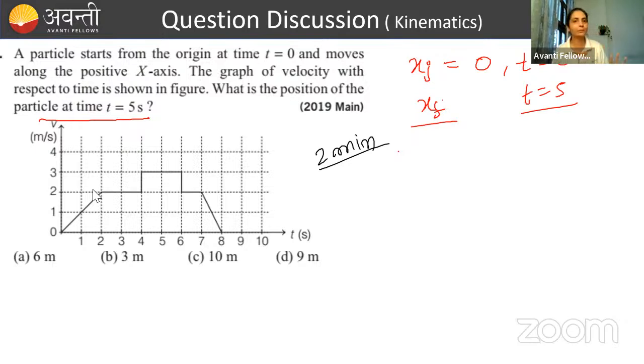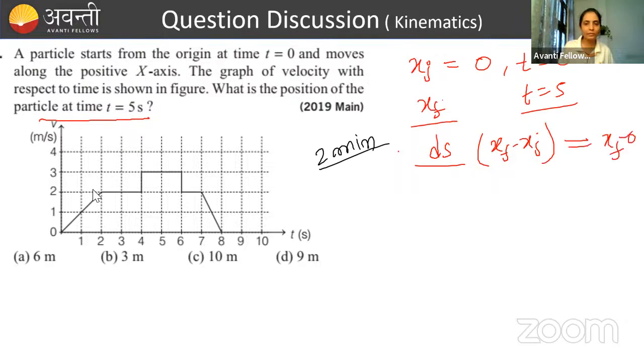So if we know the displacement, what is change in displacement? Change in displacement in 5 seconds will be how much? If you're going to calculate ds, it will be equal to x final minus x initial, and that will be equal to x final minus 0. Initially it is at 0. So change in displacement is nothing but equal to position of the particle at t equal to 5 seconds. Done. So we need to simply calculate change in displacement.